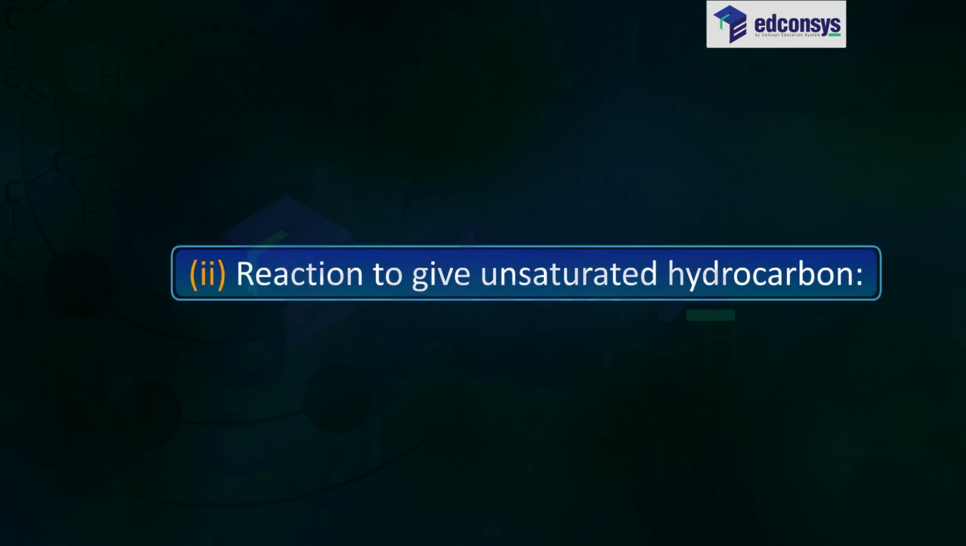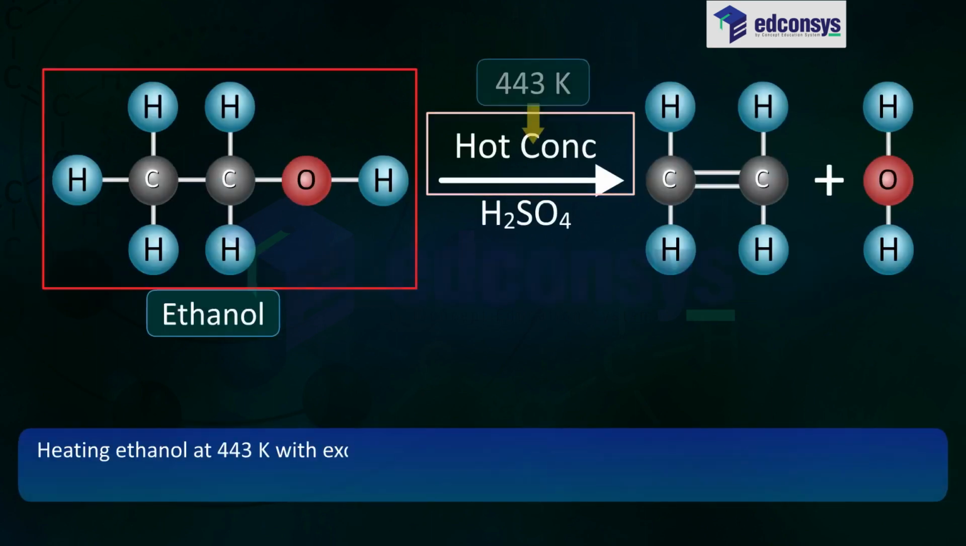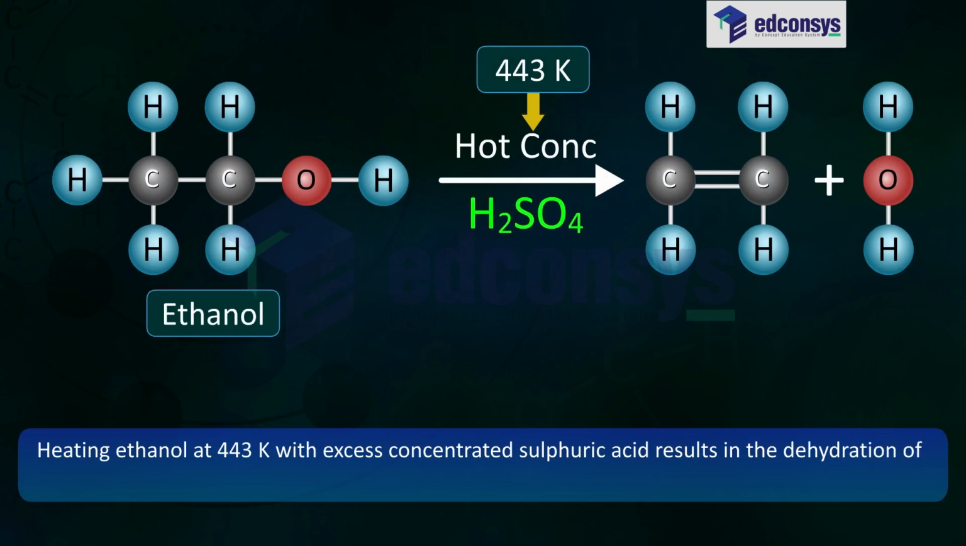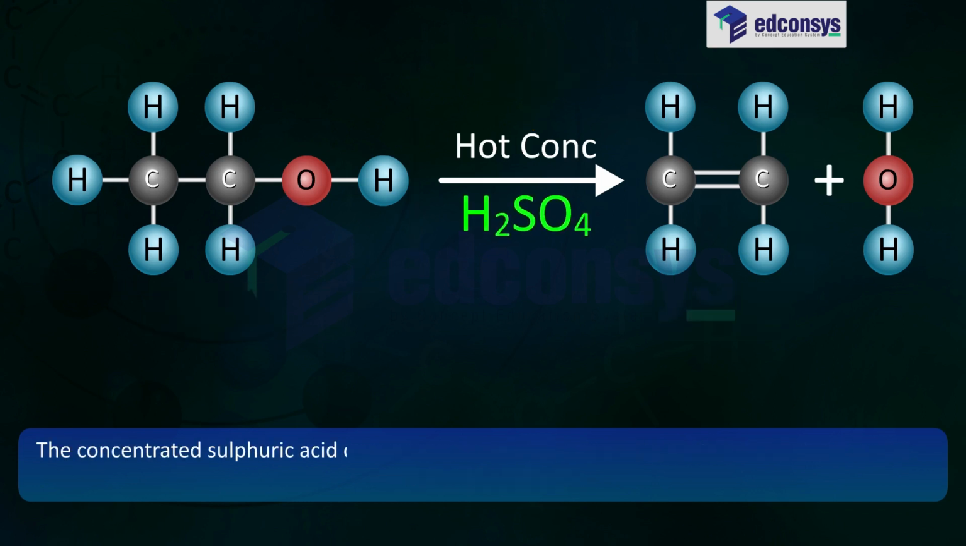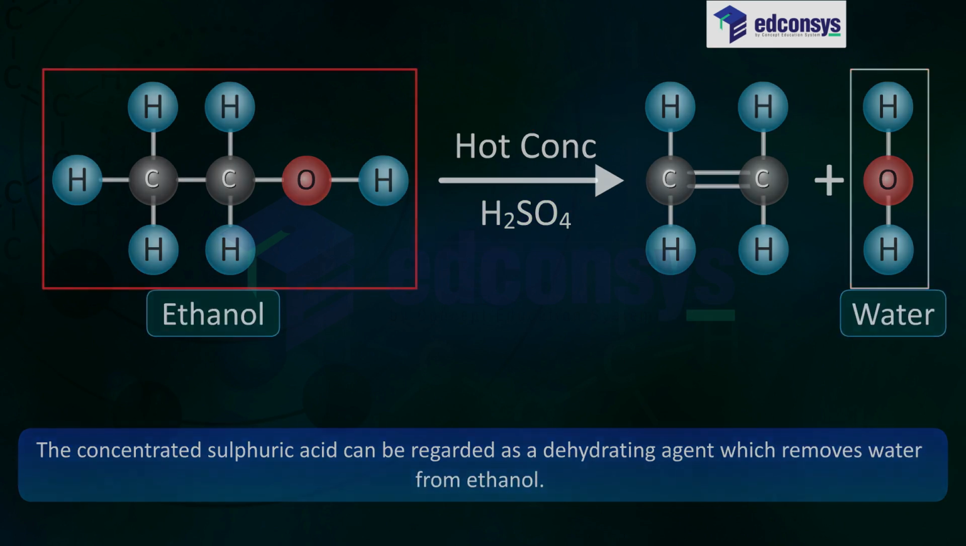Second, reaction to give unsaturated hydrocarbon. Heating ethanol at 443 Kelvin with excess concentrated sulfuric acid results in the dehydration of ethanol to give ethene. The concentrated sulfuric acid can be regarded as a dehydrating agent which removes water from ethanol.